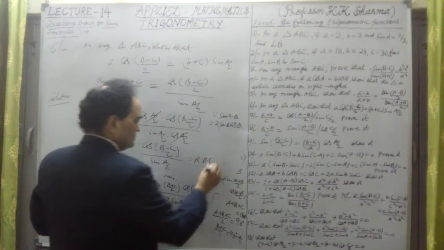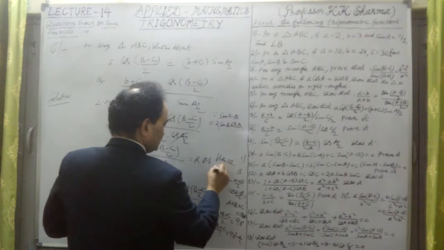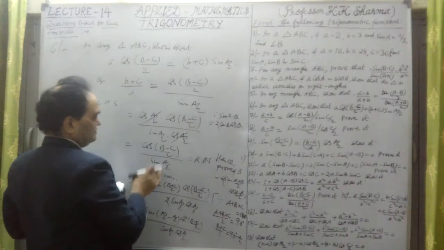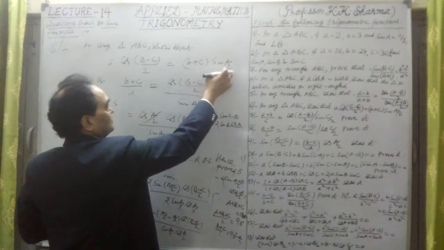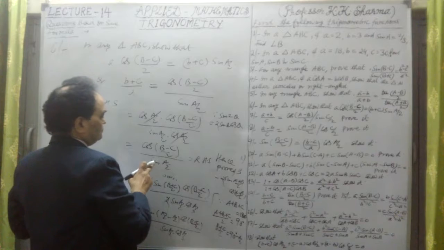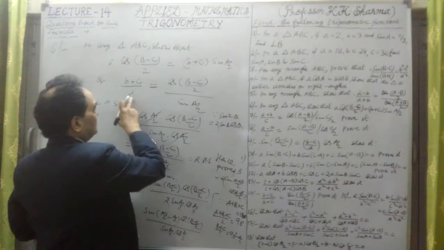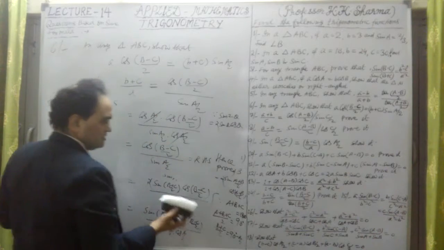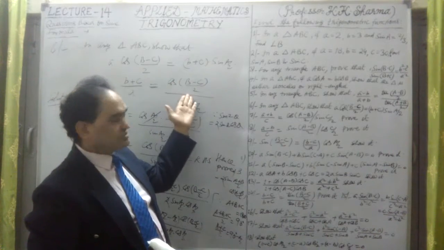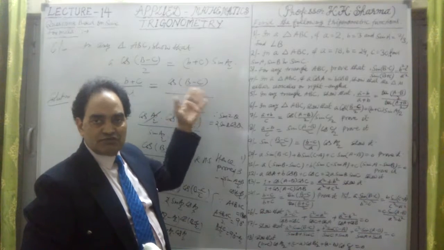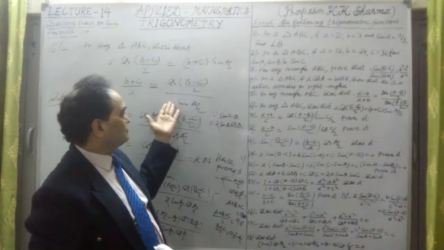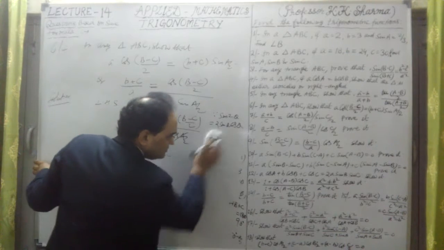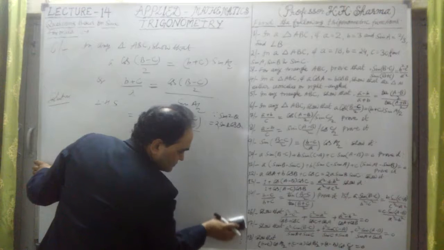Hence proved. Or if I cross multiply, then naturally (b plus c) into sin(A/2) is equal to a into cos((B minus C)/2). That will be good. In another way, either this is the answer or this is the answer, the same value. After cross multiplication, we have taken this form to this form. So both are proved here. In any form, we can take it.